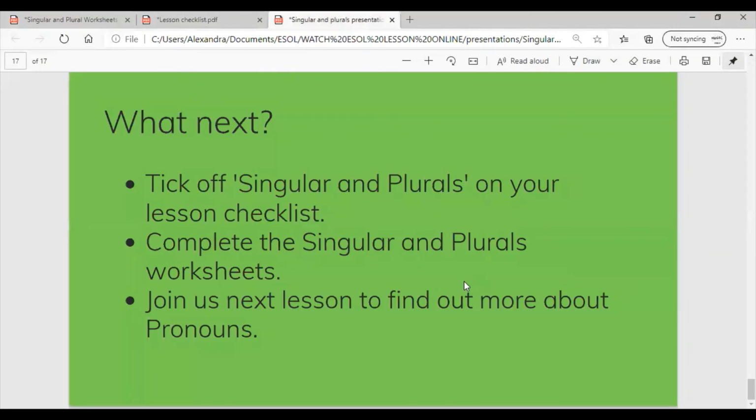So today has been the singular and plural words. Do join us on Thursday at 11 AM, where we're going to be finding out more about pronouns and how they differ from normal nouns, and how to recognise them and use them in different sentences.